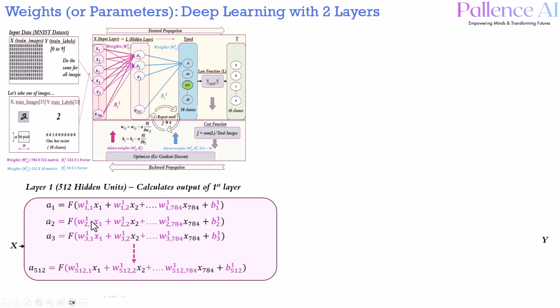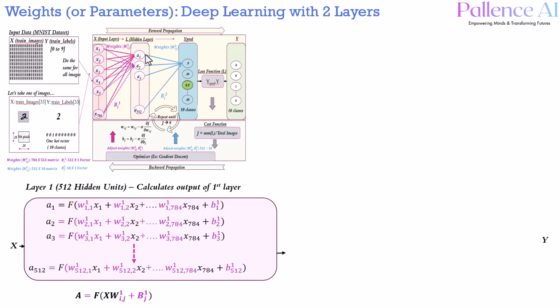So you can express this in terms of matrix notation. You can express capital A to represent the output of the hidden layer, A1 to A512. Again, as you can see here, capital A equals a function of a matrix multiplication between input X and the first set of weights, W1, and then the bias term. So this is how you calculate the output of the hidden layer, capital A.